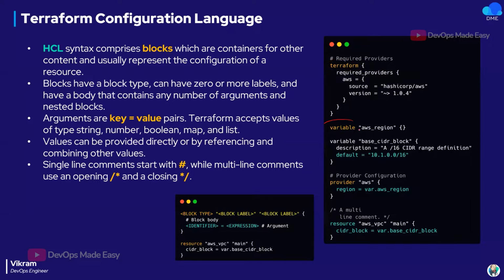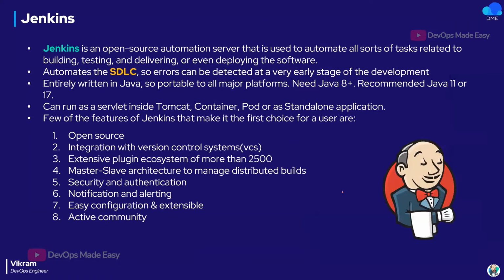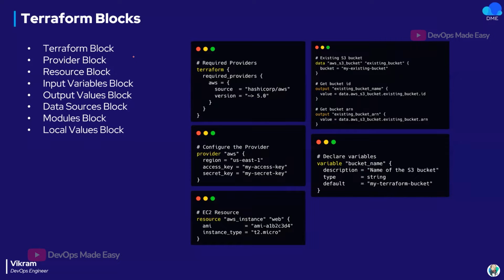Then you have the variables block to define variables. And then you have the provider block, resource block, data block, output block. So you have a lot of blocks. If you look at all of them, you will find the terraform block, provider, resource, input, output, data, and modules block, in case you want to import any module. And then you also have locals, which define the local variables inside your Terraform configuration.